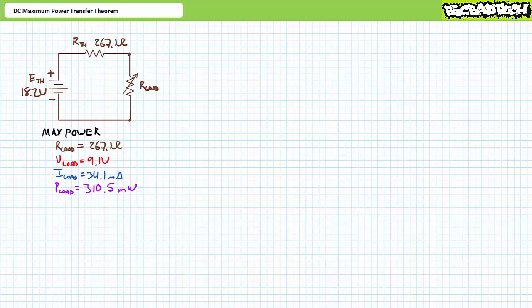The other half of ETH is dropped across RTH, which also experiences the same current given that Thevenin's equivalent is a pure series circuit. This is to suggest that at maximum power conditions, RTH dissipates just as much power as our load, which leads us right into a discussion on efficiency.